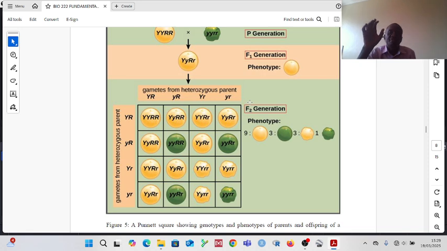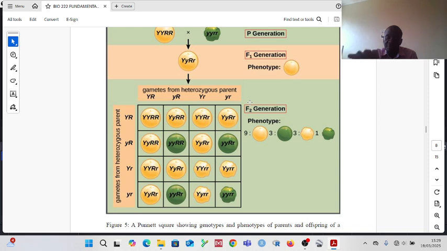So, in a dihybrid cross, if you are dealing with parents that are homozygous, one is homozygous dominant, the other one is homozygous recessive, for both traits and alleles, then your F1 generation all will have a common phenotype, which is the dominant phenotype. But now when you go to the F2 generation, then you have now the phenotype in a ratio of 9 to 3 to 3 to 1. Okay? 9 to 3 to 3 to 1.